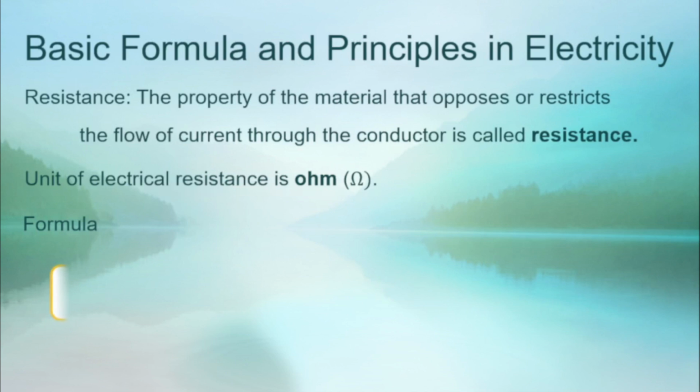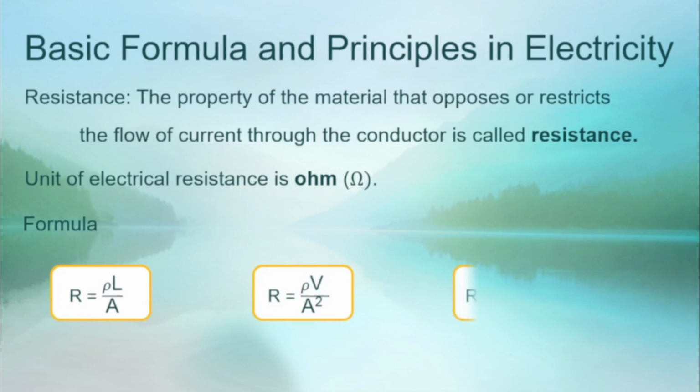For the formula, R equals rho times L divided by A, or R equals rho times V divided by A squared, or R equals rho times L squared divided by V.